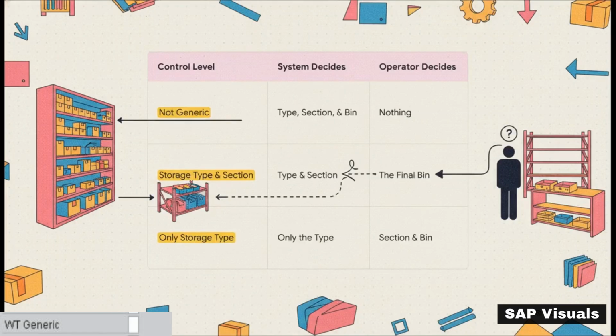Let's break down how these control levels actually work. On one end of the spectrum, you have not generic. This is your classic command and control mode. The system dictates the storage type, the section, and the exact bin. The operator has zero say. Then, on the complete opposite end, you have only storage type, which is maximum flexibility. Here, the system just points the operator to a general area and leaves it up to them to pick the best section and bin. And of course, there's a middle ground. The beautiful thing is you can tailor this to fit the unique reality of each part of your warehouse.